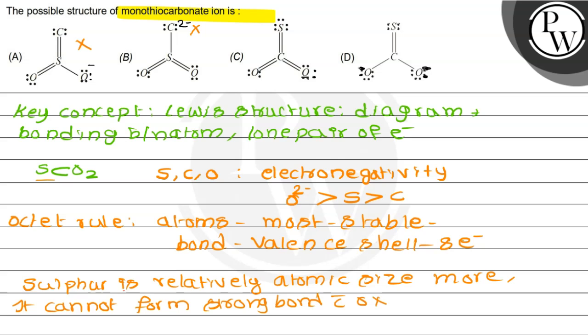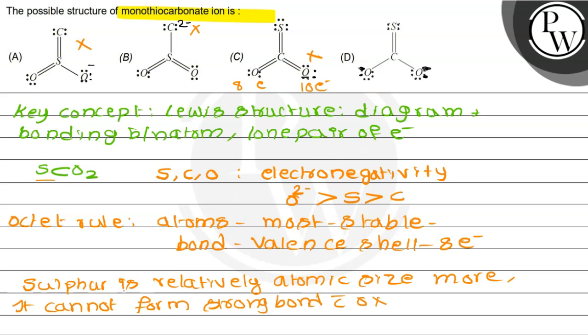Whenever we observe option C, we count the number of electrons on each atom: 2, 4, 5, 6, 7, 8. So it obeys the octet. Whereas here: 1, 2, 3, 4, 5, 6, 7, 8, 9, 10. So 10 electrons means an expanded octet, so it does not obey the octet rule.